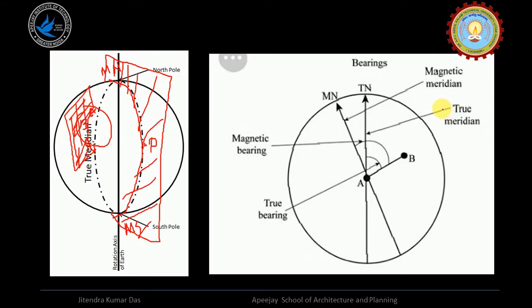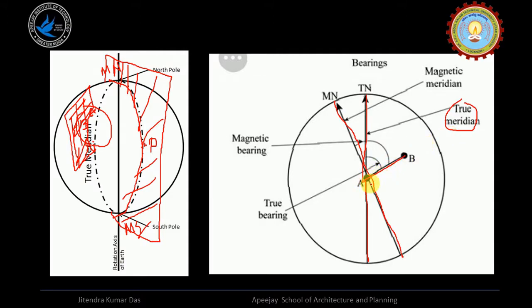So generally we classify the meridian in three parts. One is the true meridian, a plane which passes through the geographic north and geographic south. Second is the magnetic meridian, a plane which passes through the magnetic north and magnetic south. Correspondingly we have three bearings: magnetic bearing, true bearing, and arbitrary bearing. Generally we will see two things, true bearing and magnetic bearing.